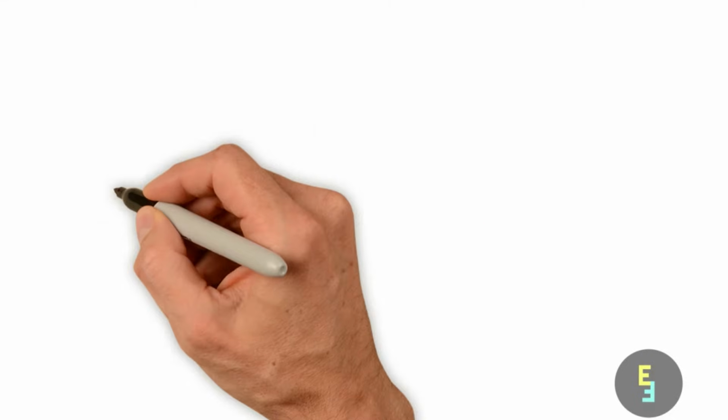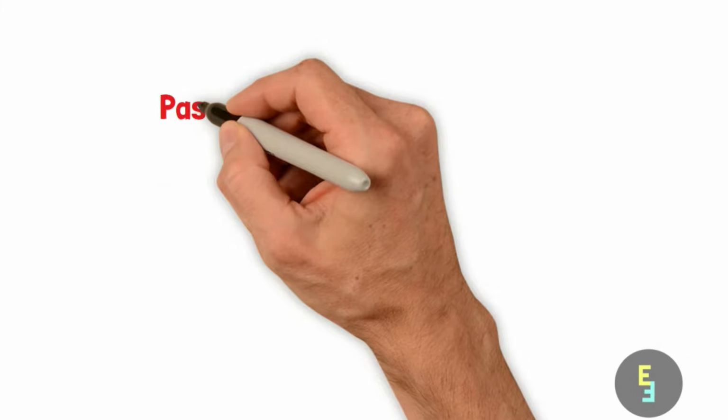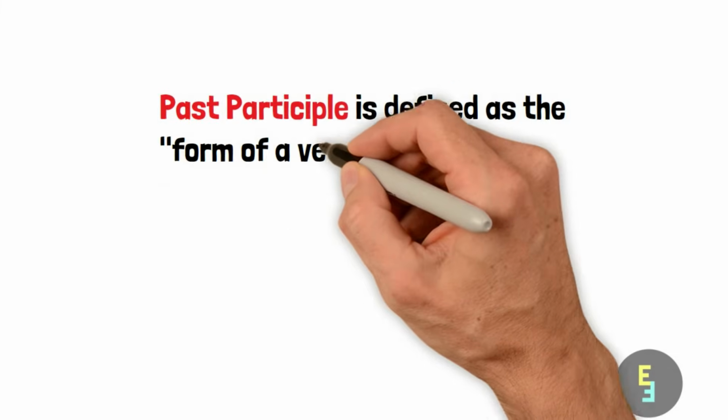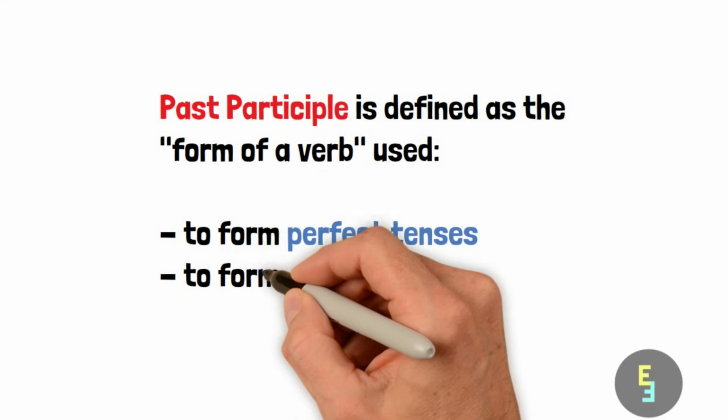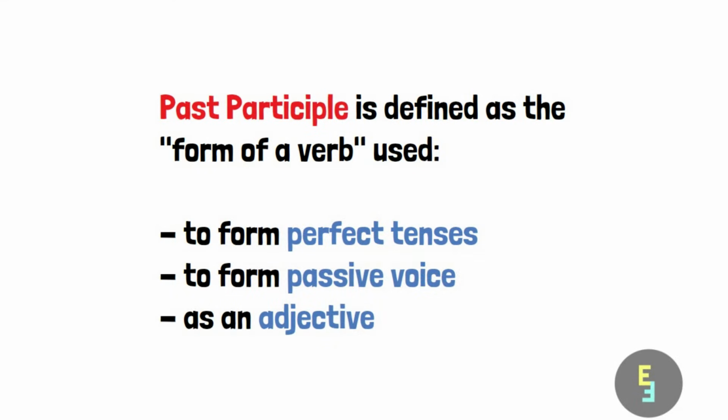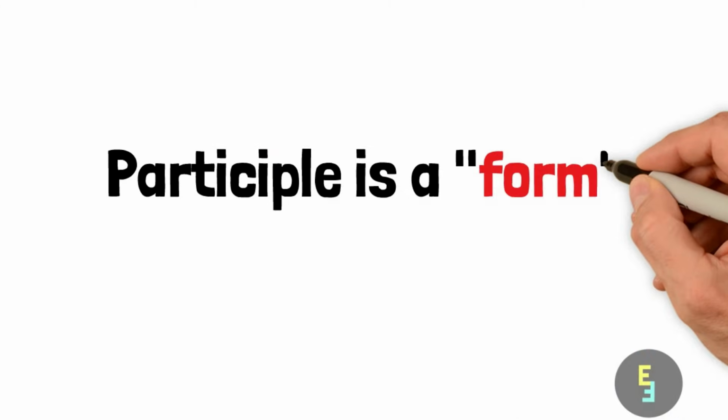Now, let's talk about the past participle. Past participle is defined as the form of a verb, which is used in forming perfect tenses, passive sentences, and sometimes as an adjective. In other words, participle is a form, and not a tense.